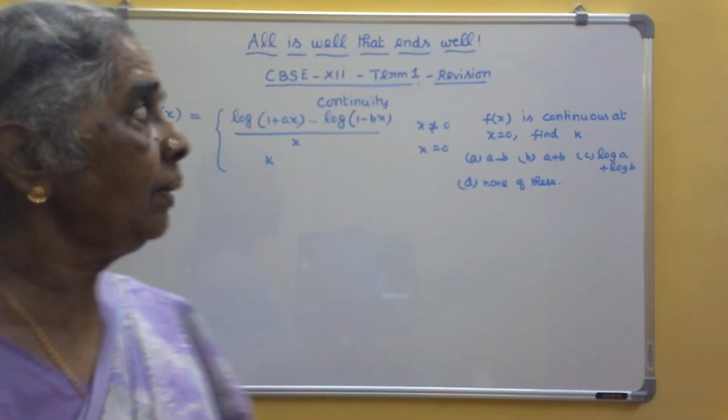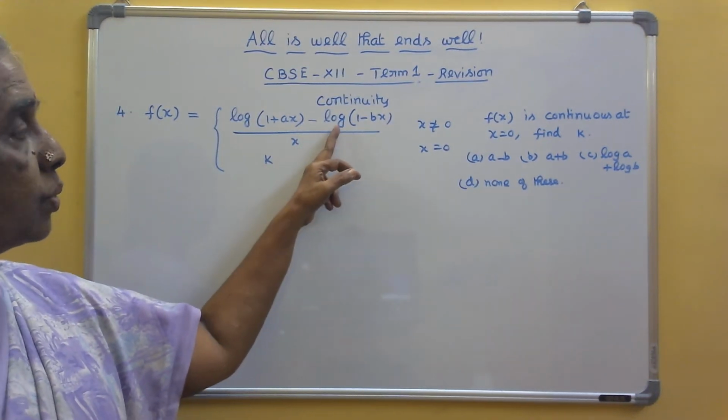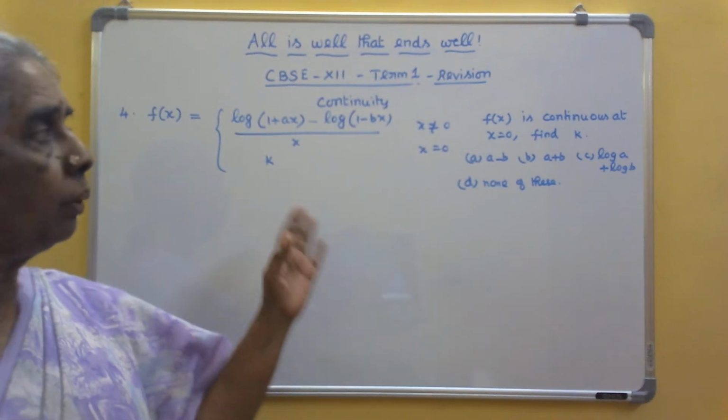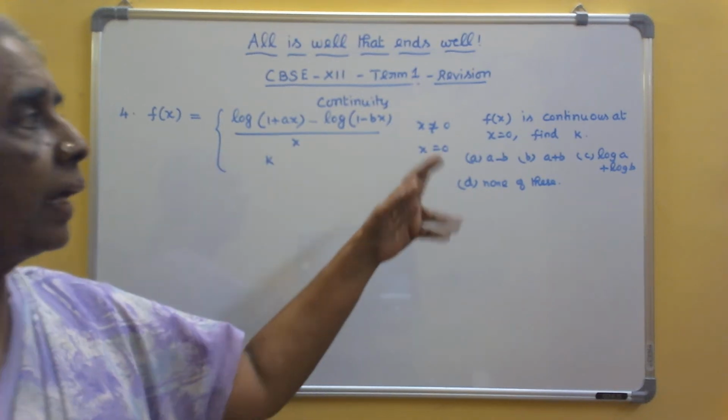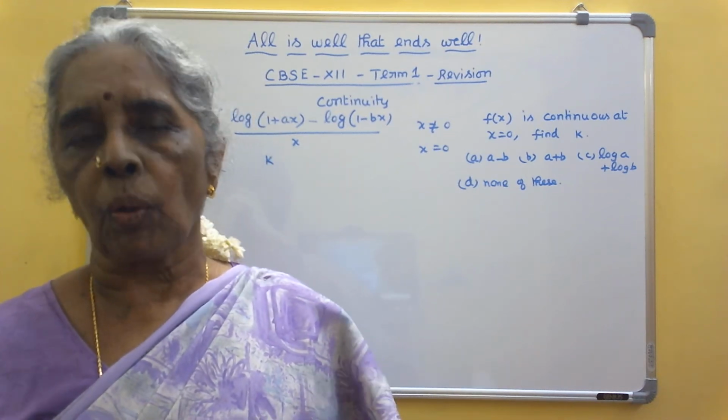Let us see the fourth one. f of x is equal to (log of 1 plus ax minus log of 1 minus bx) by x, for x not equal to 0, and k when x is equal to 0. f of x is continuous at x is equal to 0. Find k. They have given you four options.